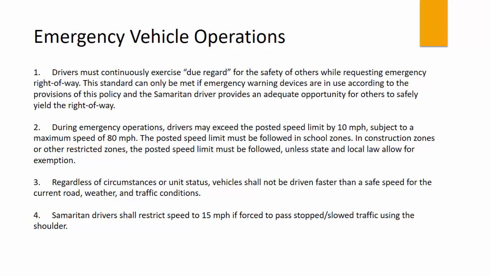Emergency vehicle operations. The driver must continuously exercise due regard for the safety of others while requesting emergency right-of-way. This standard can only be met if the emergency warning devices are in use according to the provisions of this policy, and the Samaritan driver provides an adequate opportunity for others to safely yield the right-of-way.